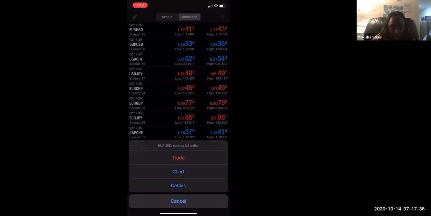Okay, this is how you place a trade in the iPhone. It's pretty much the same way, but it's set up totally different. So when you get ready to place a trade in your iPhone, all you do is you hit the pair that you're looking at, and then you're going to hit trade. And then you're going to say pretty much what you're going to enter in.